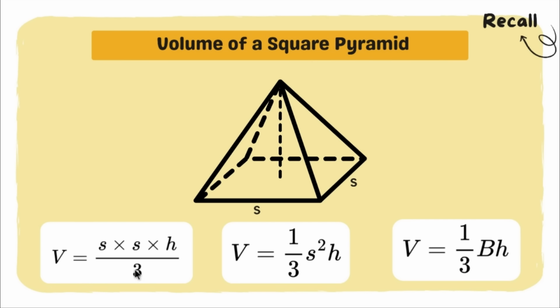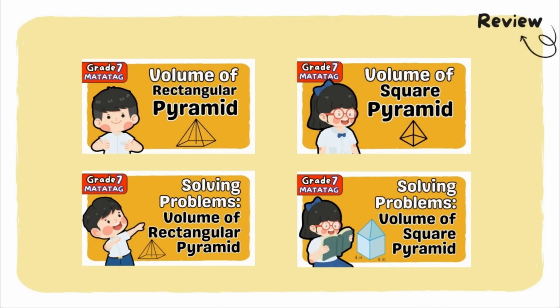Ganun din po. So instead of length times width, we can say side times side times height divided by 3, or 1/3 times side squared times height. Or ganun din po, we can still apply the 1/3 base area times height. Okay, so again, if you missed those lessons in grade 7, pwede nyo naman pong balikan. We can have these titles doon sa aming playlist if you want to watch those videos para po mas maintindihan natin yung lesson natin for today in your grade 8.